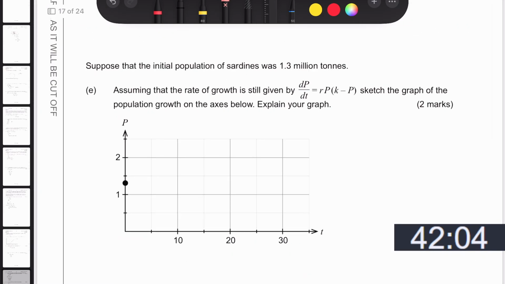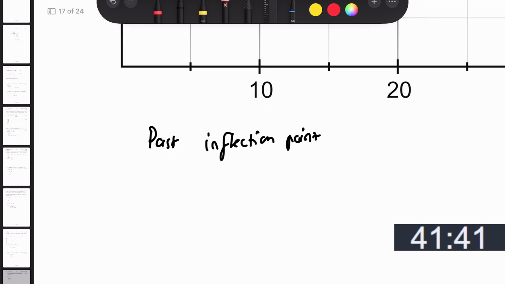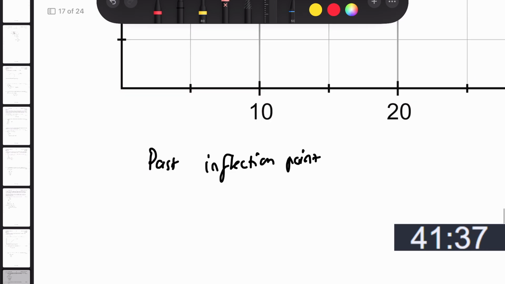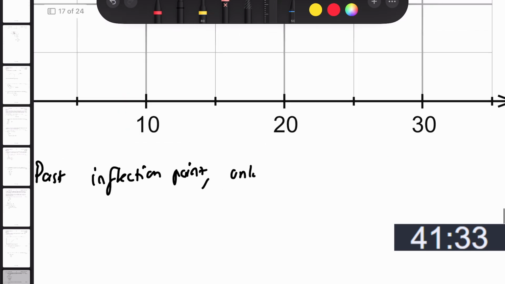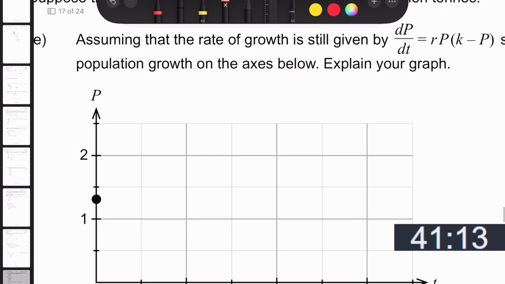Alright, so we had the initial population was 1.3 million tons. So we're still doing that. Sketch a graph of the population growth in the axis below. Explain your graph. So past the inflection point, and then here the P, past the inflection point, so then population growth is slowing down. So rate of population growth is slowing down. So it will just be like this. Like that.